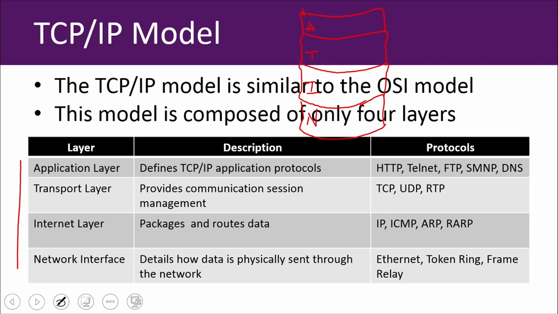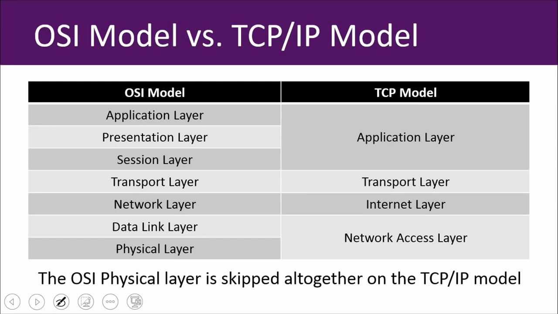Notice some of the same protocols are listed there, and we'll see in just a second that the TCP/IP model definitely matches up and aligns with the OSI model. The only difference here really is that there are 4 layers instead of 7. And here's how that matchup occurs.